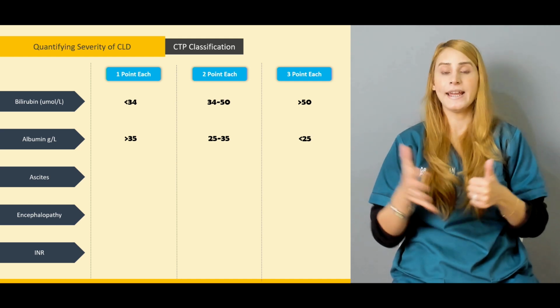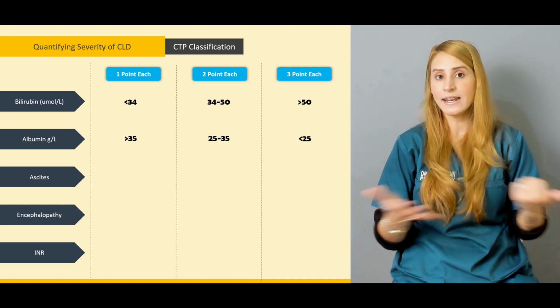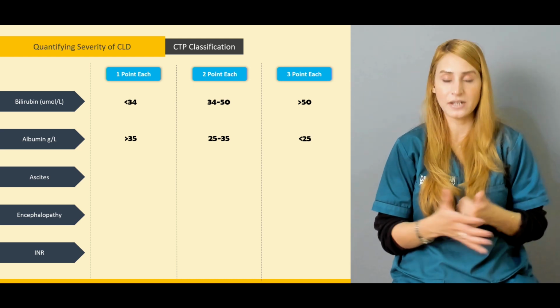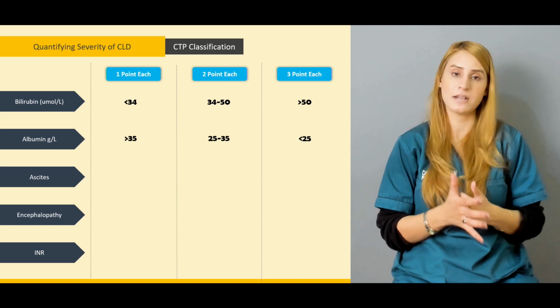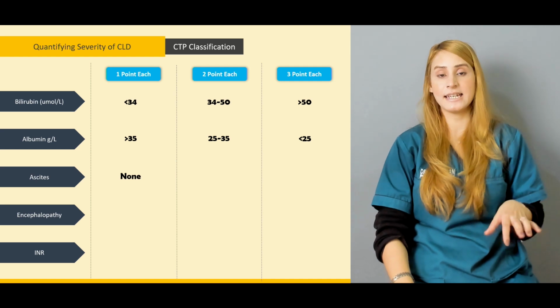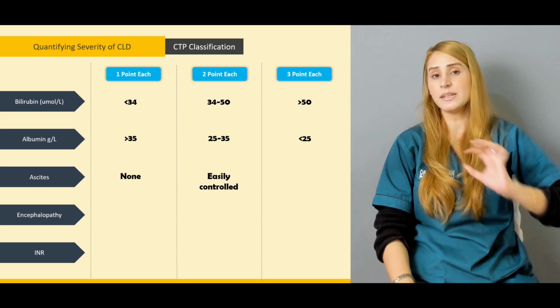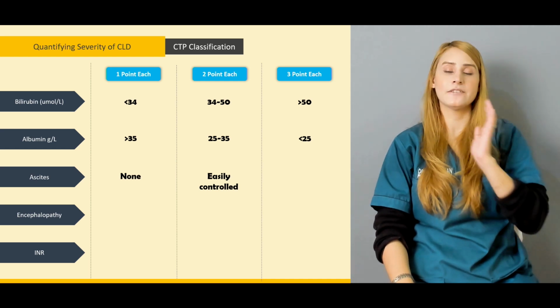Because the liver is anabolic, and the liver is important in protein synthesis, and albumin is a protein, and if the liver function is compromised, there would be a decrease in the production of albumin, and because of that, the patient will present with ascites. Now, if there is no ascites, you will award 1 point. If there is ascites, but that can be easily controlled with the help of medicines or diuretics, you will give 2 points.